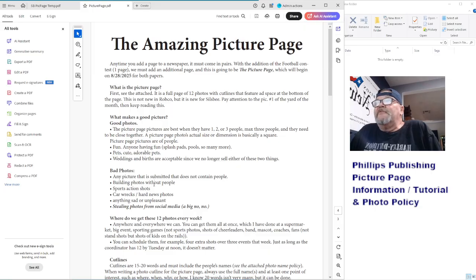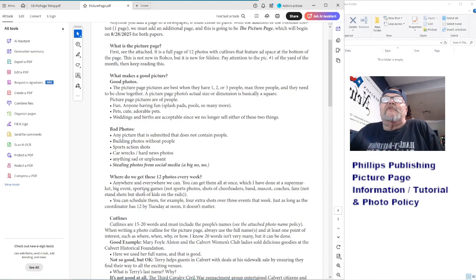Okay, you can schedule them. Where you're thinking, I've got 3 events this week, I'll take 4 extra shots at each one. You can do this any way you want to. Now let's talk about the cut lines for a minute. Where do we get the photo cut lines?